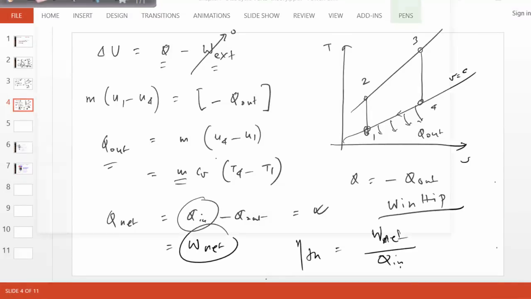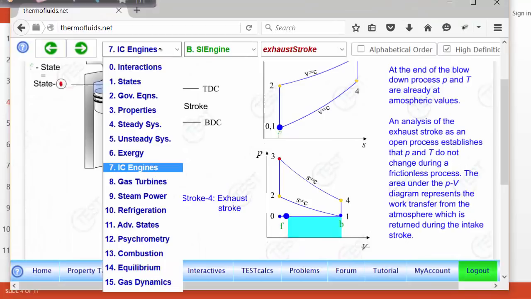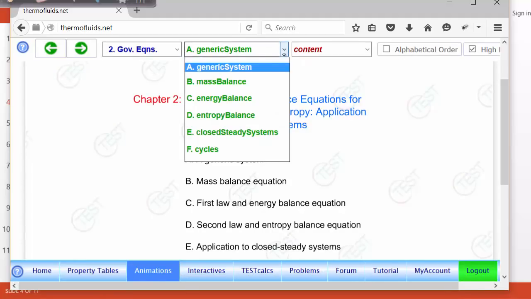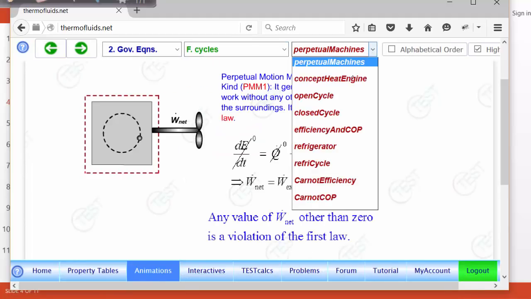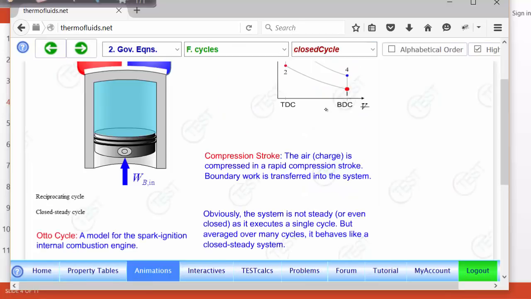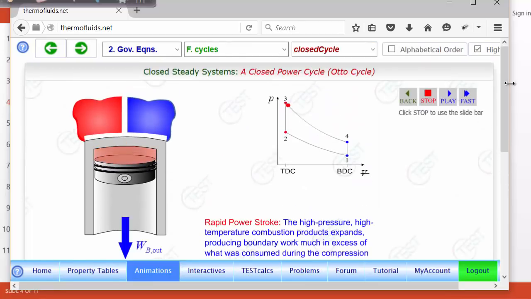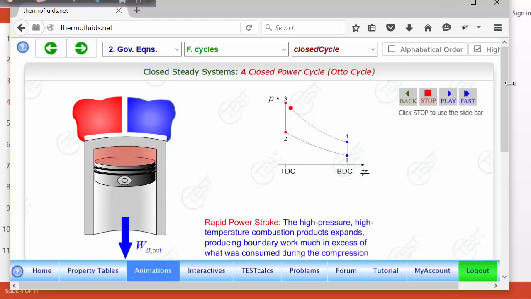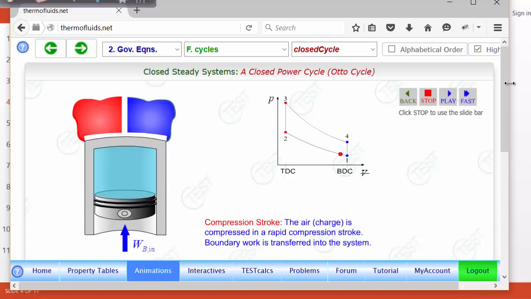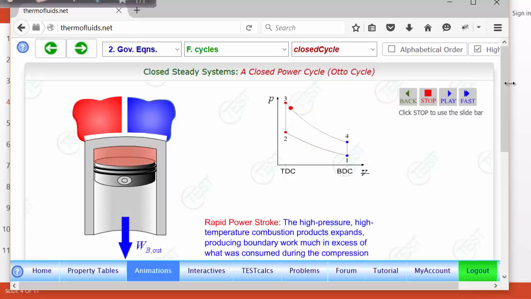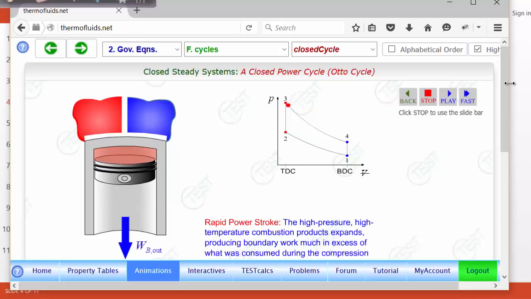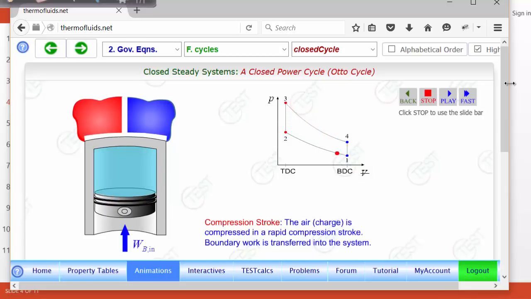Let's go to an animation here, a different animation. I believe it's in chapter 2. Cycles, closed cycle. So what we've done is that if you go here, notice the Otto cycle can now be regarded like a closed system executing the cycle, where heat comes in instantly at constant volume and heat is rejected at constant volume. So that's a big simplification for the Otto cycle.